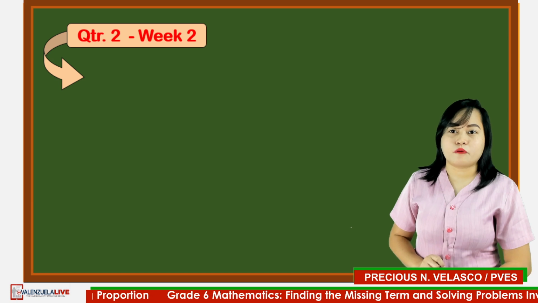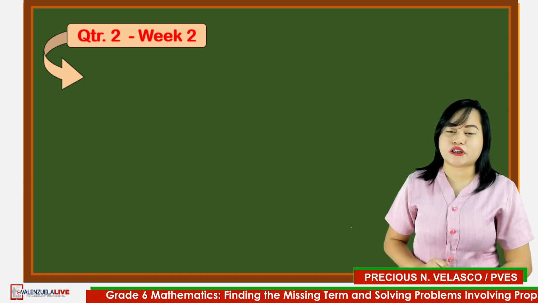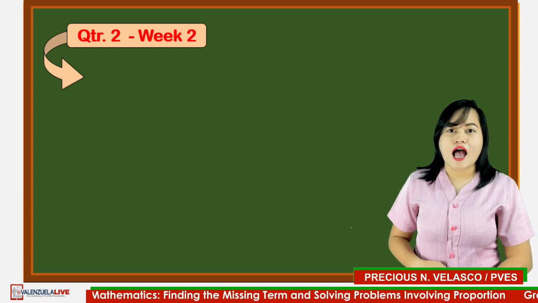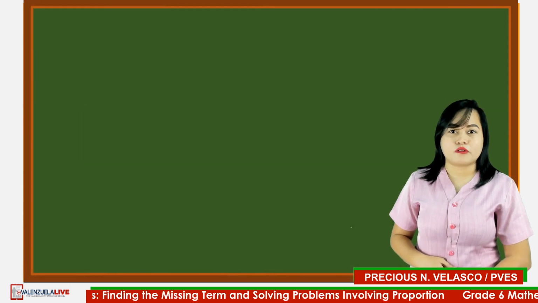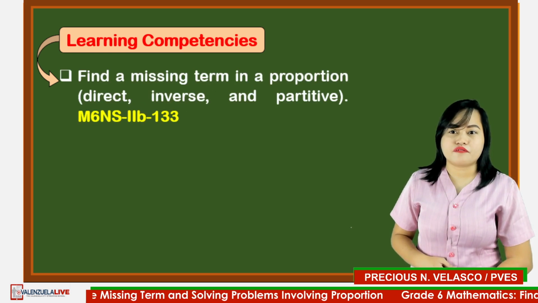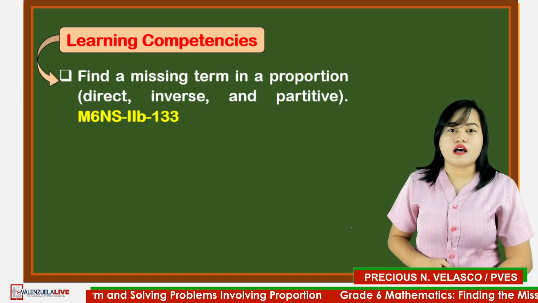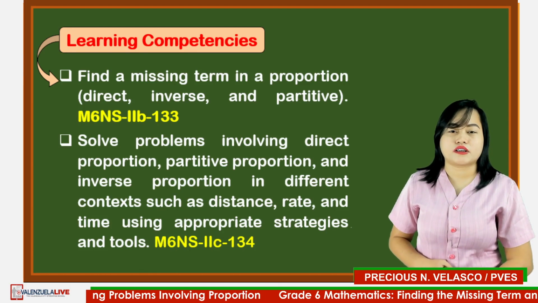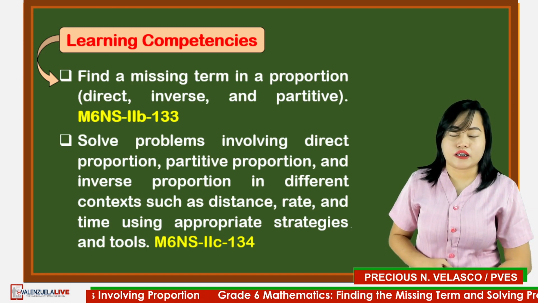We are now on quarter 2, week 2 of our MELC, or the most essential learning competencies. You are expected to learn how to find the missing term in a proportion, namely direct, inverse, and partitive, and to solve problems involving direct proportion, partitive proportion, and inverse proportion in different contexts such as distance, rate, and time using appropriate strategies and tools.